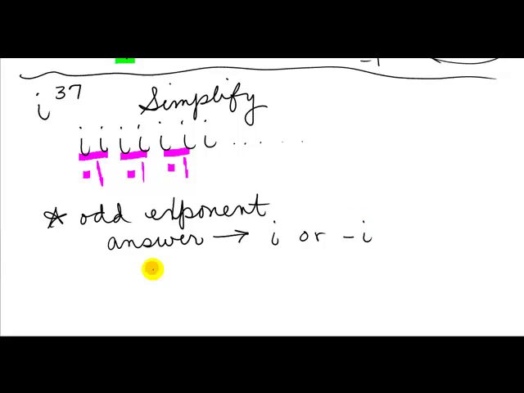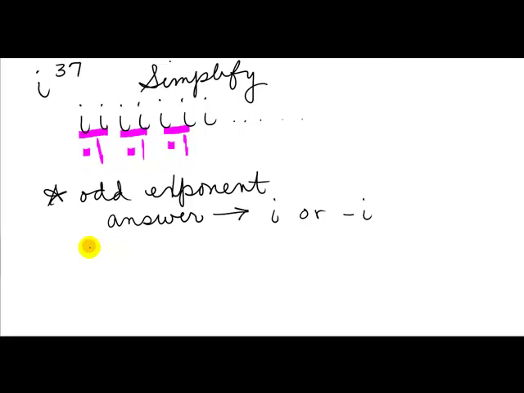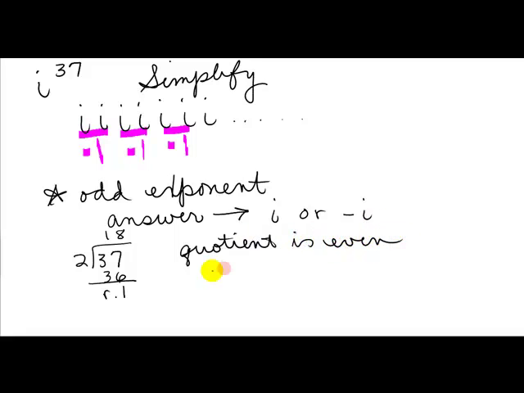We just have to figure out which one. So what we're going to do is divide. So I have 37 divided by 2. 2 will go into 37 18 times, with a remainder of 1, which really doesn't matter. But what you want to notice here is that your quotient is even. And when the quotient is even, the answer is i.